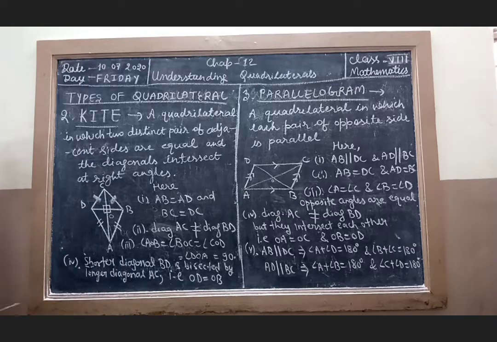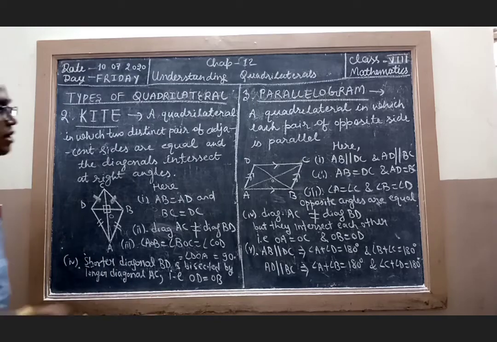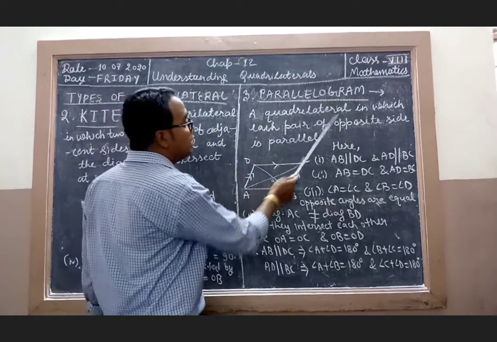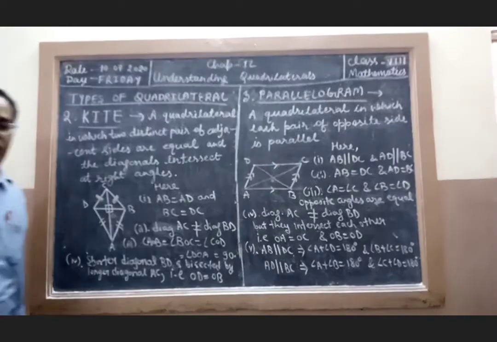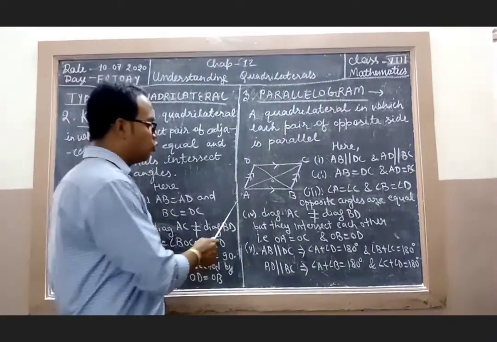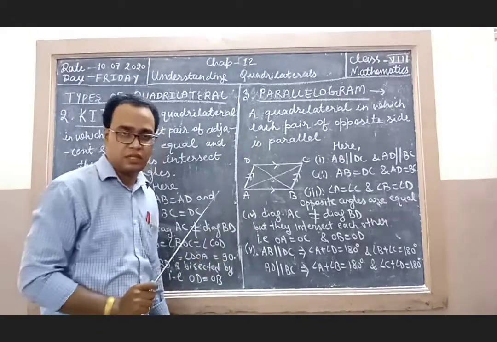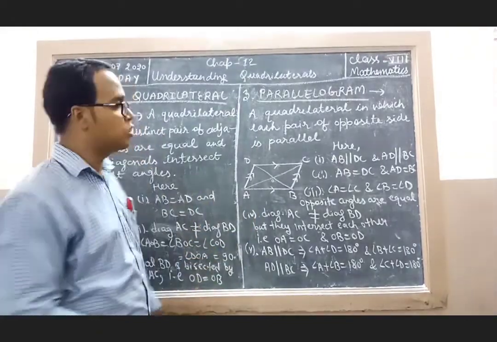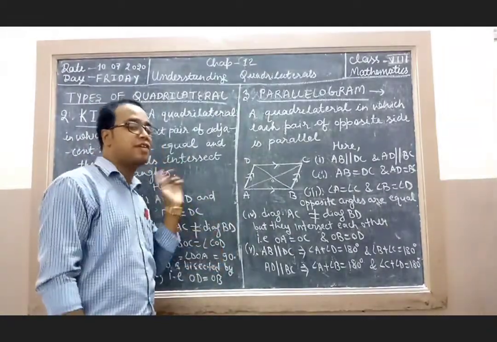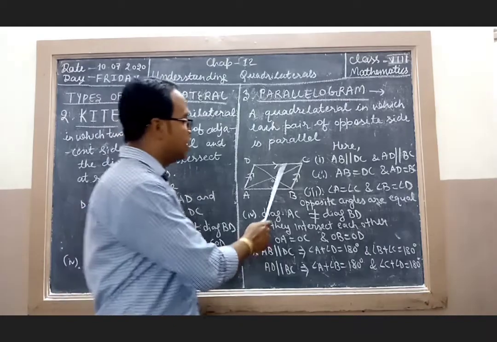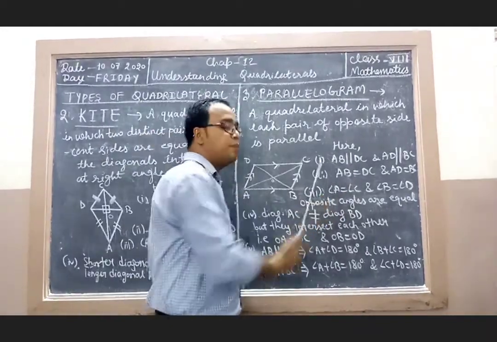Now next topic, parallelogram. A parallelogram is a quadrilateral in which each pair of opposite sides is parallel. According to the figure, AB is parallel to DC and AD is parallel to BC. It means each pair of opposite sides is parallel. If only one pair of opposite sides is parallel, then it is a trapezium. Here AB parallel DC and AD parallel BC. It means opposite sides are parallel.